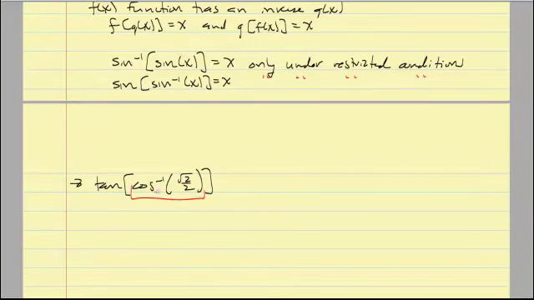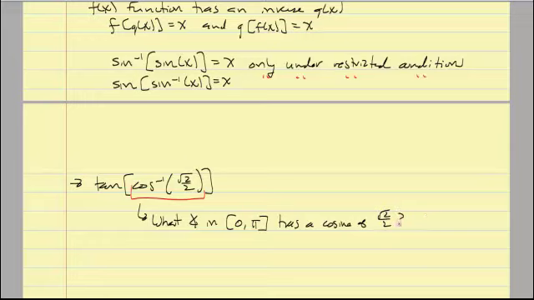So on the inside, this means what angle in the restricted region 0 to pi, points inclusive, has a cosine of square root of 2 over 2? That's the question. Well, we know this. This is going to be pi over 4. And you know this because you know your unit circle.